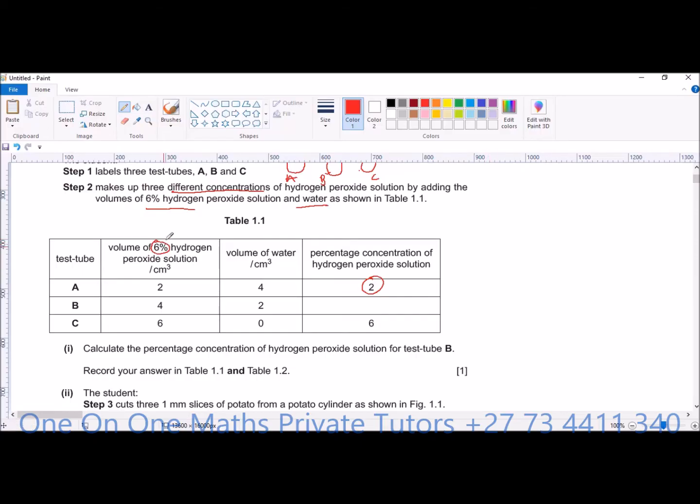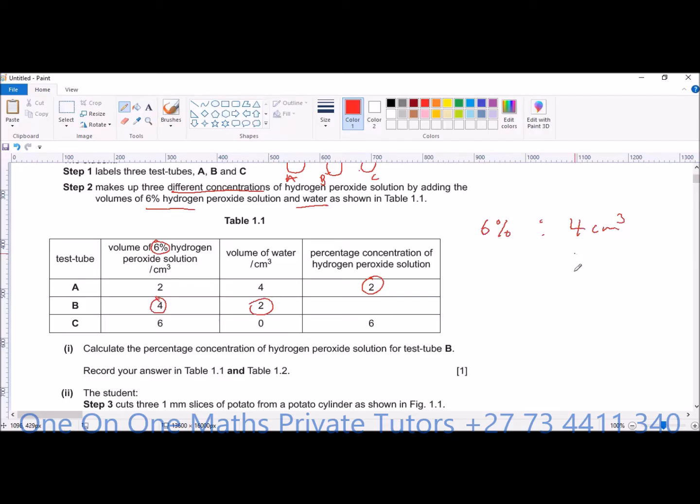Let's look at it this way. 6% is corresponding to 4 cubic centimeters. All right. What if we add 2 to 4? It becomes 6. Okay. This plus that becomes 6 cubic centimeters.